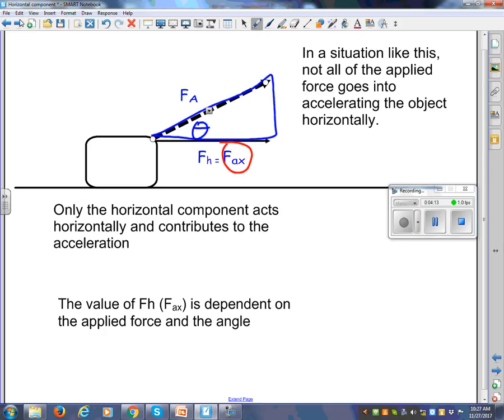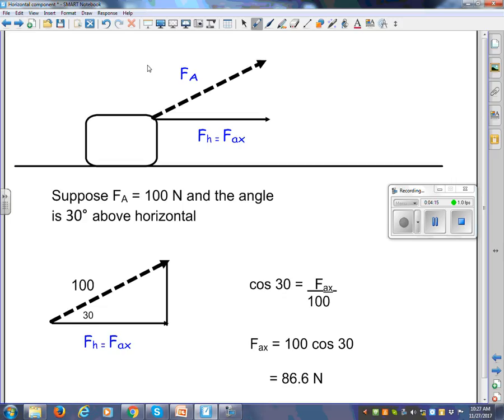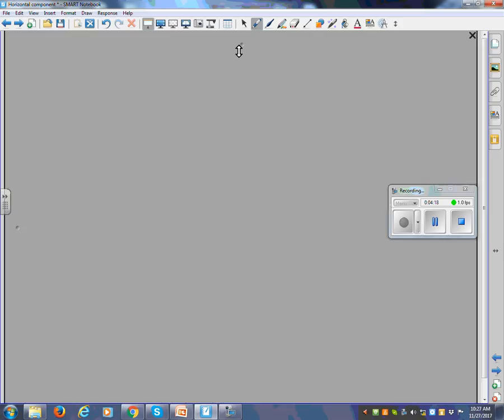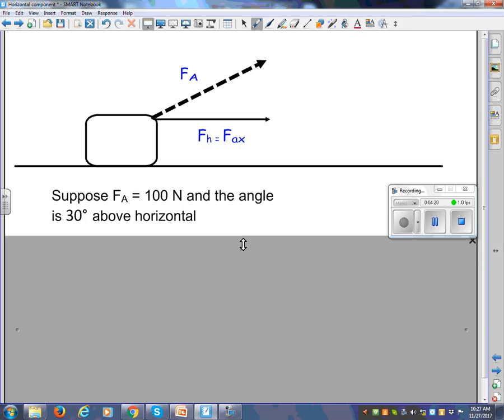I'll help you. Okay, so again, same diagram, please don't redraw. Suppose the FA is 100 newtons and the angle is 30 degrees above horizontal. So we've got 100 here and we've got 30 degrees. That's all you probably need to draw, right? As Jason pointed out, this is a right triangle. The 100, the FA, is it the opposite, adjacent, or the hypotenuse? Hypotenuse. How do you know which one's the hypotenuse? What's the rule?